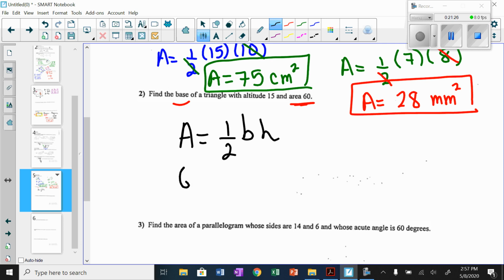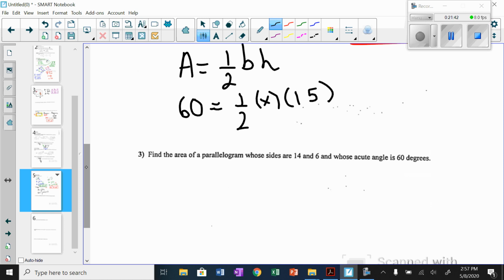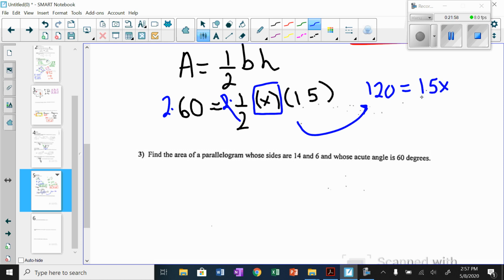Now the area is 60, so instead of A, I'm going to substitute in that 60. Our base is X. It says find the base, right? So I'm going to call it X. And our height is 15. Now we're going to want to solve for X. So I'm going to start off by multiplying by 2 on both sides. So I'm going to get 120 is equal to 15X. I'm going to divide by 15 on both sides, and I will get X is equal to 8.